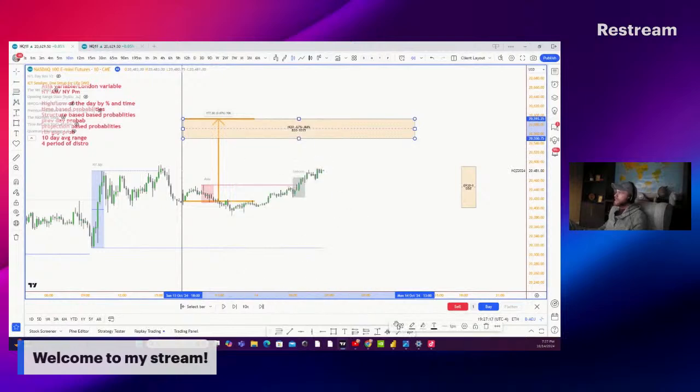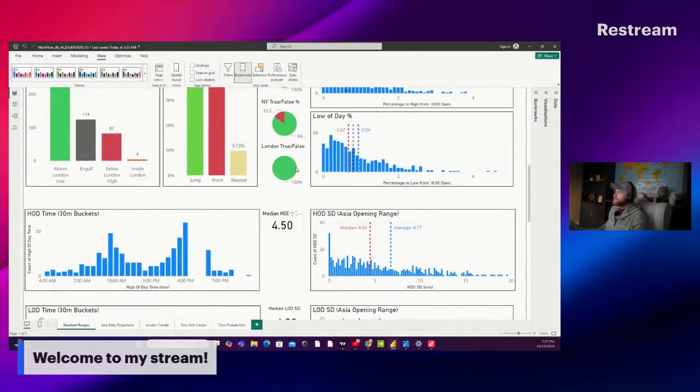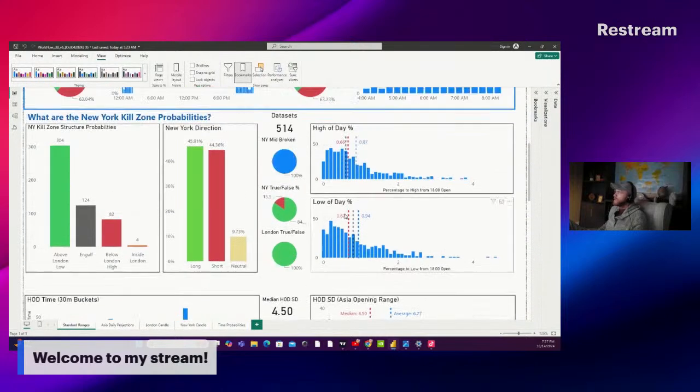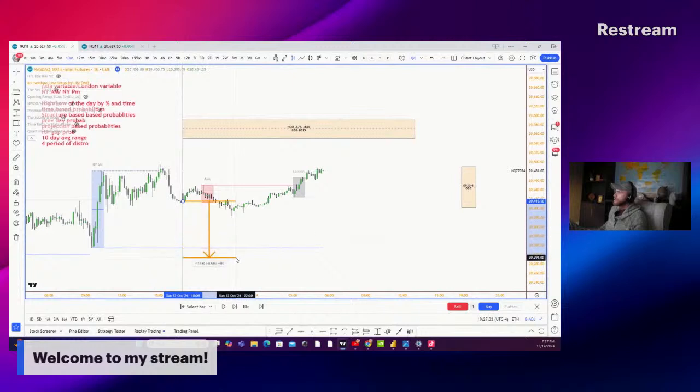Right, and we're going to do the same thing with the low of the day. Right, we can see that the low of the day is between 0.67 and 0.94. So we're going to take this and you go to 0.67.